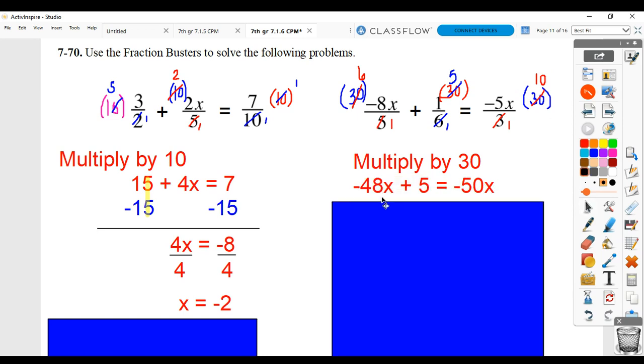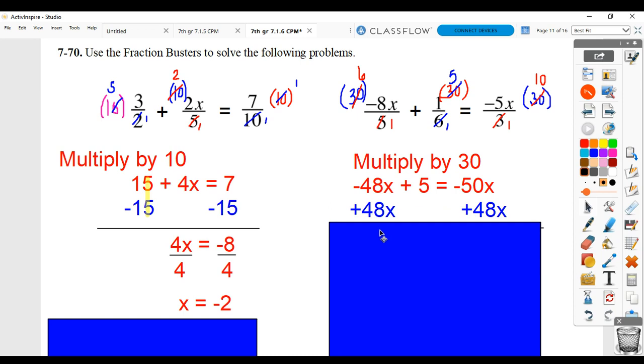So we end up getting negative 48x, 6 times negative 8x, plus 5, 5 times 1, equals negative 50x, negative 5x times 10. Again, our goal is to get the variable on one side, the constant on the other. So we already have the 5 by itself. There's no constant term on this side, is what I mean. So we'll leave that be, and we're going to want to shift that negative 48x. So we're going to add 48x to both sides.